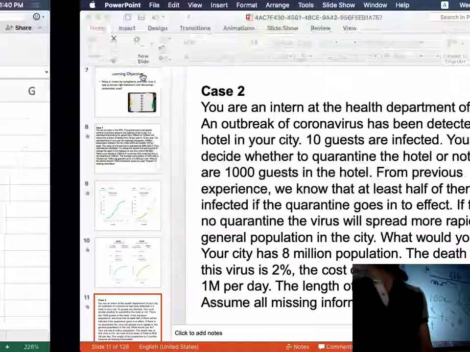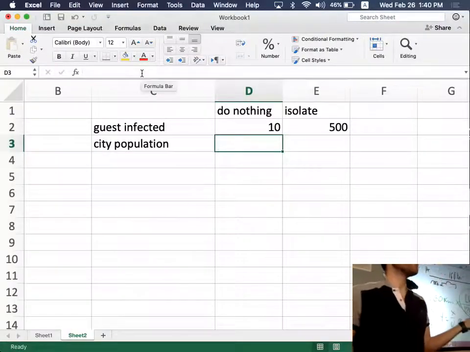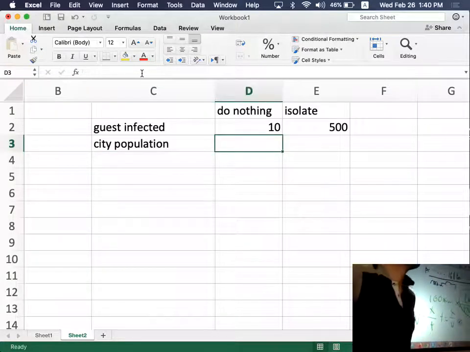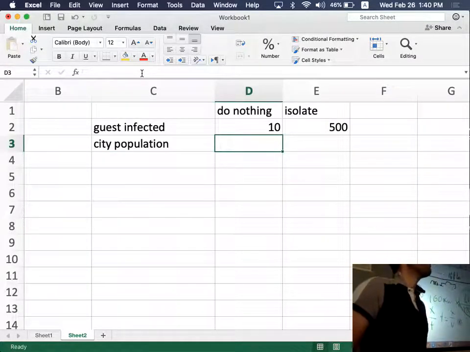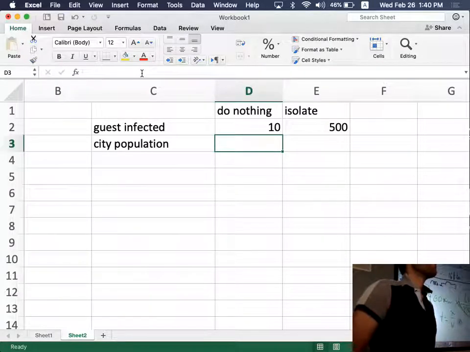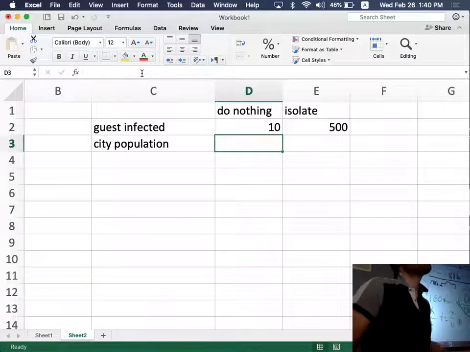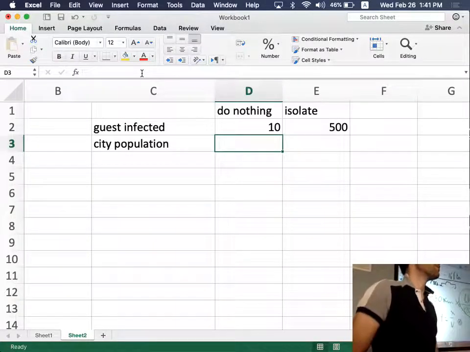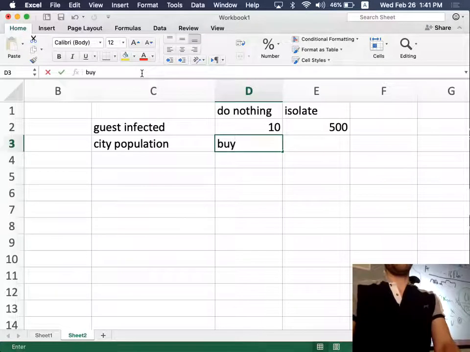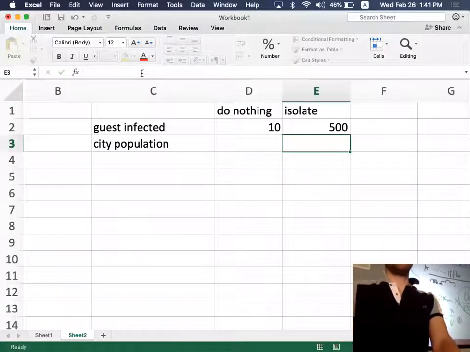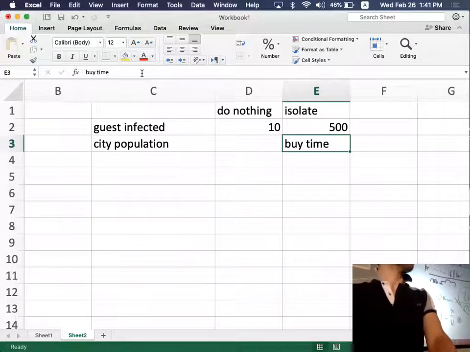But let's measure it. So city population, what will happen if we do nothing? It will spread more rapidly. There might be more than 10 people. Excellent. So you're just buying time. How much time? We don't know. Estimate. 2 months. Same as the quarantine period. And this is not a cost, this is a benefit. So we have to be careful with that. So I'm going to put it in red.